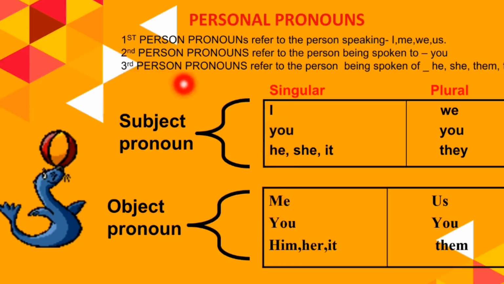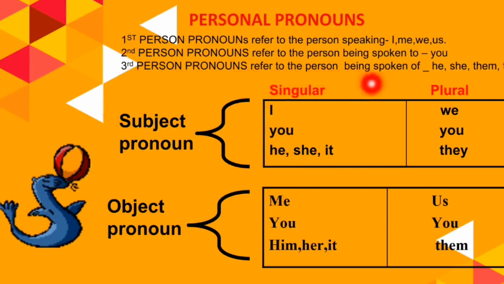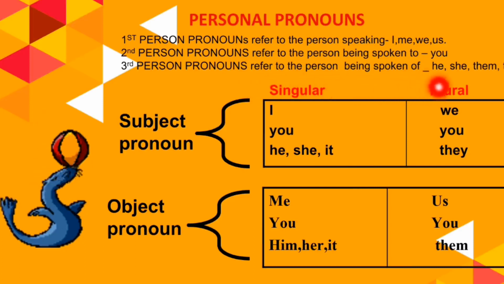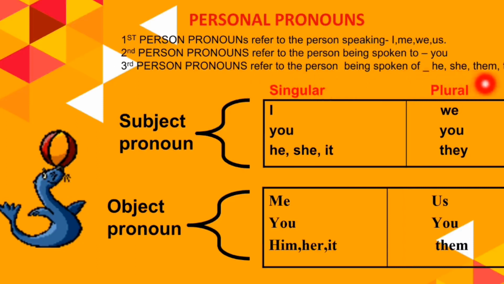Now let's see what is the third person pronoun. The third person pronouns refer to the person being spoken of. That is he, she, them, they, it.